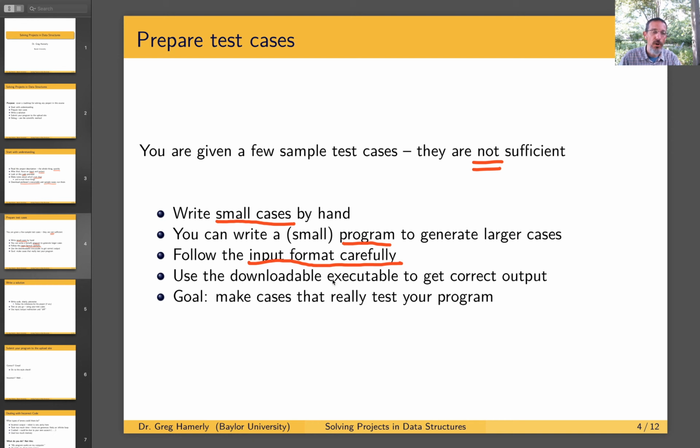As I said, use the downloadable professor's executable to get the correct output for correctly formatted inputs. So when you write a test case, you write the input file. You don't have to write the output file. You could just feed it into my executable and get the correct output. And the goal in making test cases, before you even write any code, is to make cases that really test your program. These are not just things that you do to say that you've done them. You are trying to write test cases that test the boundary conditions, the edge cases, big cases, small cases, everything in between, so that you are sure that your program is running properly.